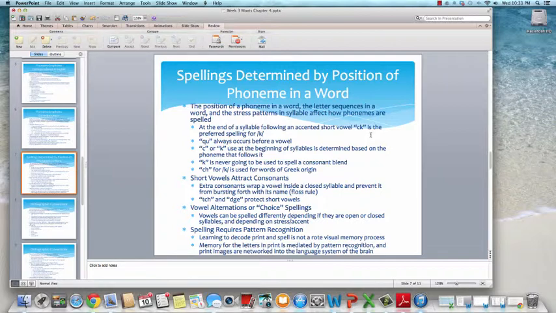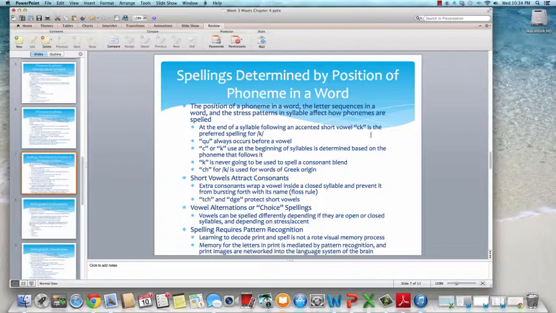And in general, we don't see K at the end of the word if it is a short vowel. It would usually be CK. QU always occurs before a vowel. And that's something we did learn in school, that we are always going to follow QU with a specific vowel.